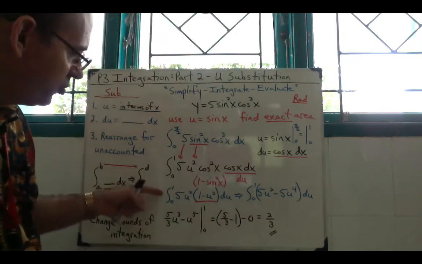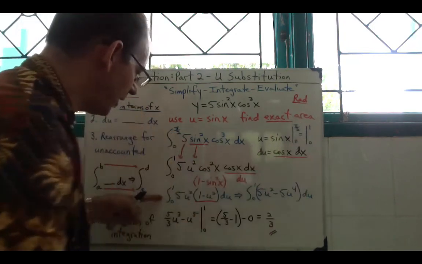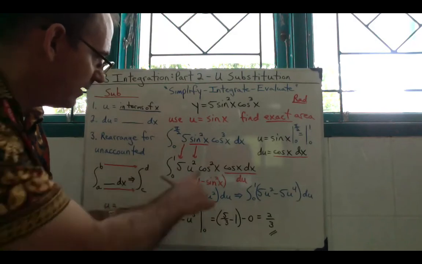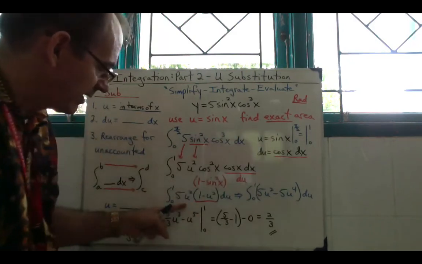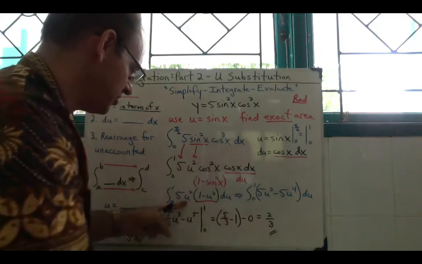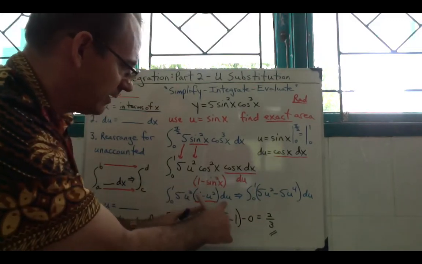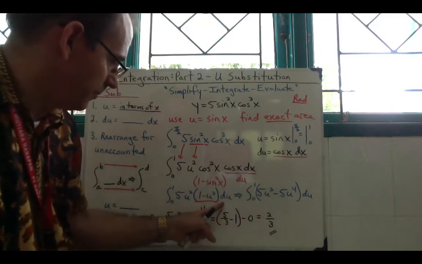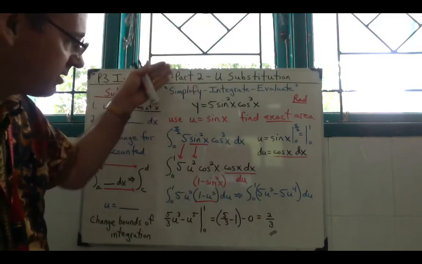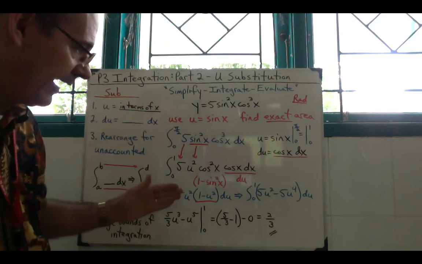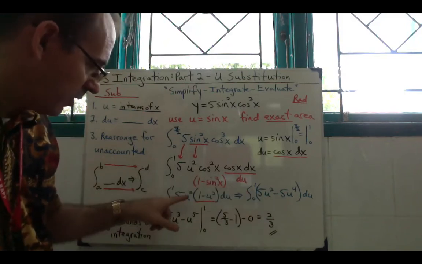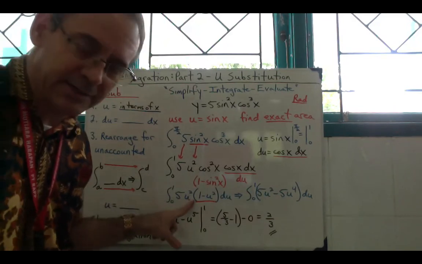So we get our new bounds of integration, 0 to 1. 5u squared came from the direct obvious substitution there. Then our 1 minus u squared and the du. That is all part of the simplify. Actually, we can simplify one more because right now we have a product.